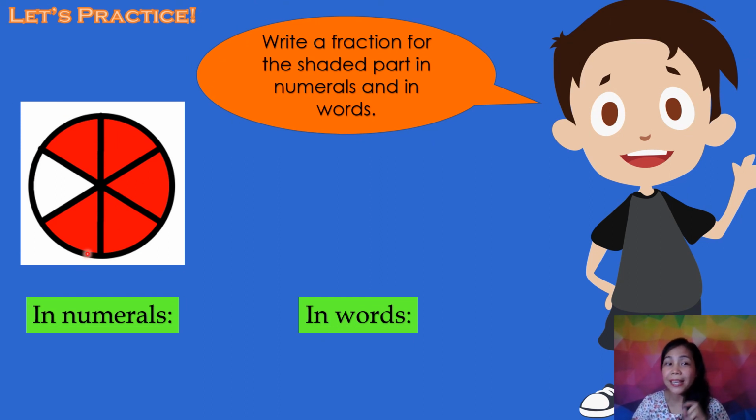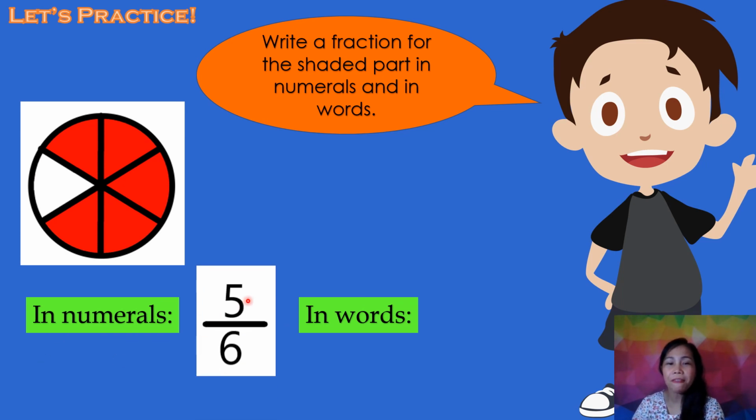Another practice. Look at this diagram. Let's count the total number of equal parts. 1, 2, 3, 4, 5, 6. Now, how many parts are shaded? 1, 2, 3, 4, 5. Let's make a fraction in numerals and in words. Very good. 5/6. How do you write it?